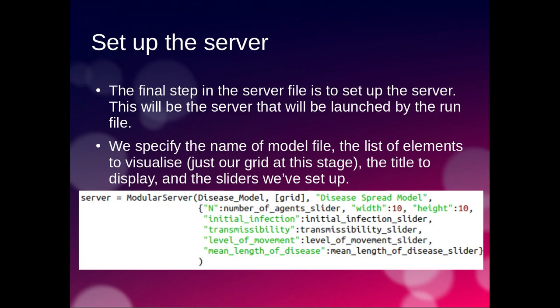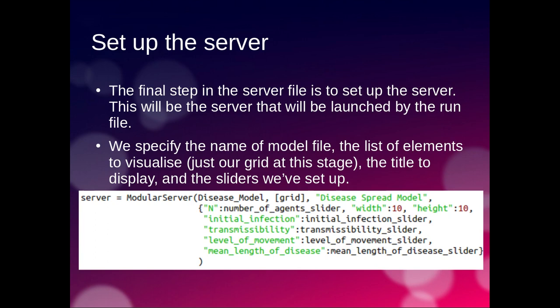So we specify the name of the model file that we want to use to run the model, which in this case is the disease model. Remember, we imported that at the start, our disease model we've written. Then the list of elements that we're going to visualize. So you can see here in square brackets we've got grid. It's a list because we can have more than one element. At the moment we've just got a grid, but we'll add more later. And remember, we've already set up the grid to contain the agent portrayal. We did that earlier.